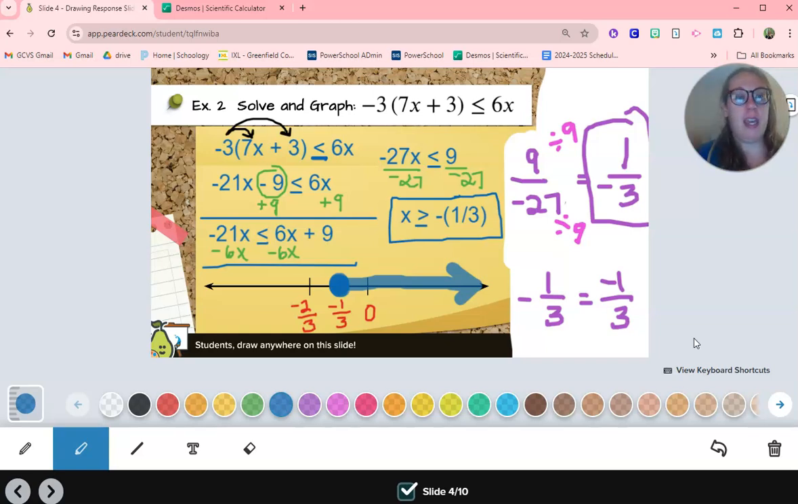Beautiful. And when you're all set, push to slide 5. Maybe it's been a while since you have reduced a fraction, but that's that process there, just dividing the top and the bottom by the same number.